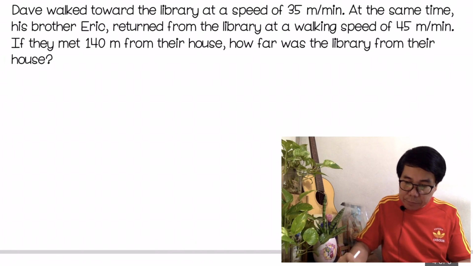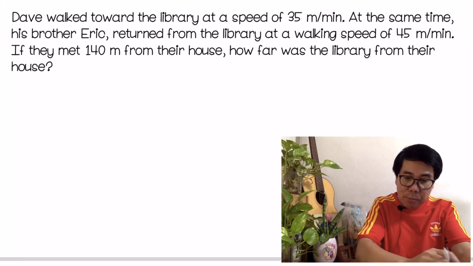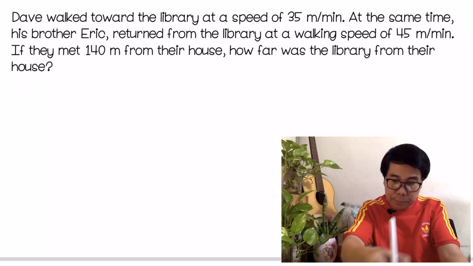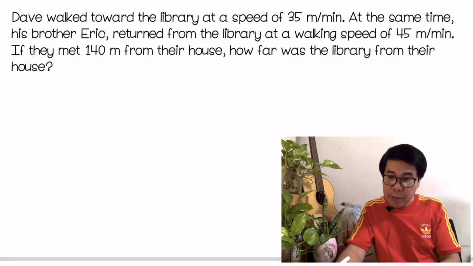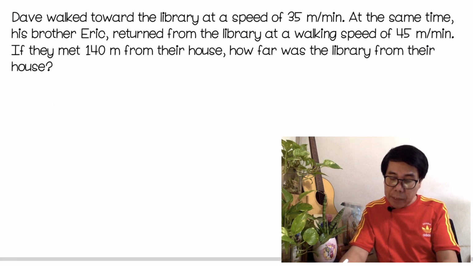Okay, now this one's a bit challenging. Dave walked towards the library at a speed of 35 meters per minute. At the same time, his brother Eric returned from the library at a walking speed of 45 meters per minute. If they met 140 meters from their house, how far was the library?